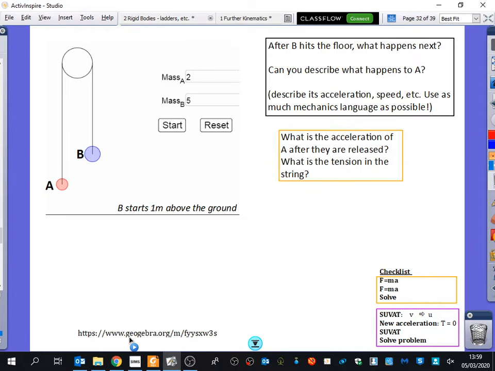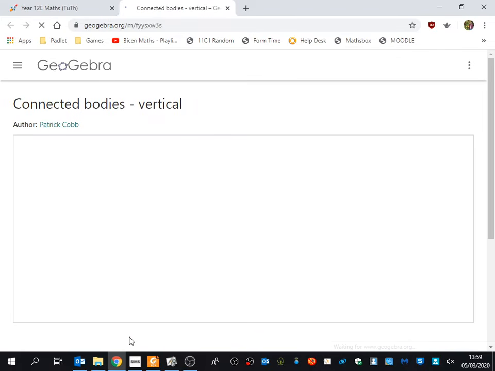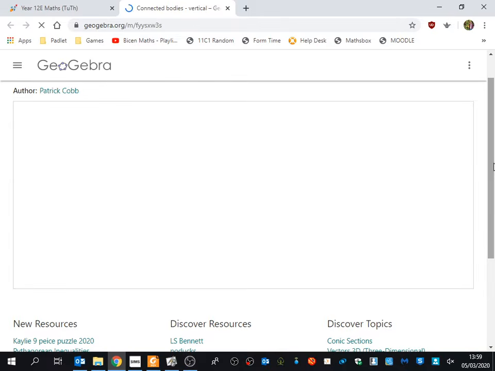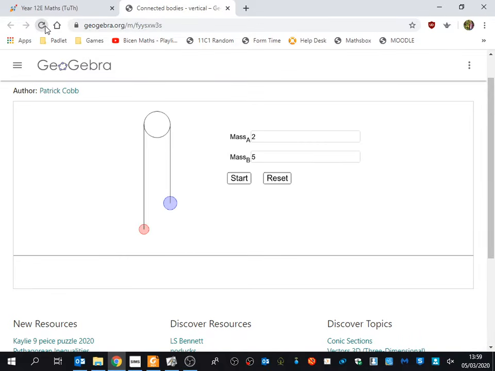If this decides it wants to open. Fascinating. What's going on with this? Still loading. The internet's been really slow at school today because it's raining. Should I just try it and refresh it? Oh, no, look. Okay, so here we go.